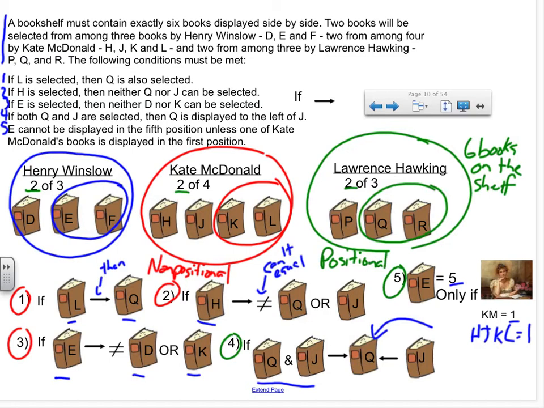For example, in 4 right here, we know that if we have Q and J together, Q must appear to the left of J. So it's giving us a position instruction. Whereas for 5, if E is in the 5th position, then one of Kate McDonald's books must be in the 1st position. So again, it's giving us positional instructions on what to do based on the scenario given in the condition.